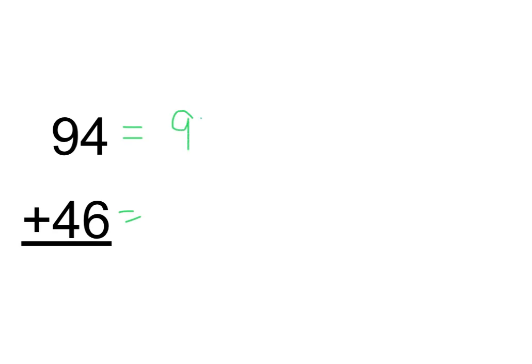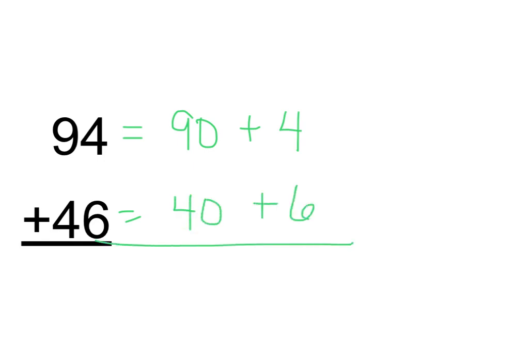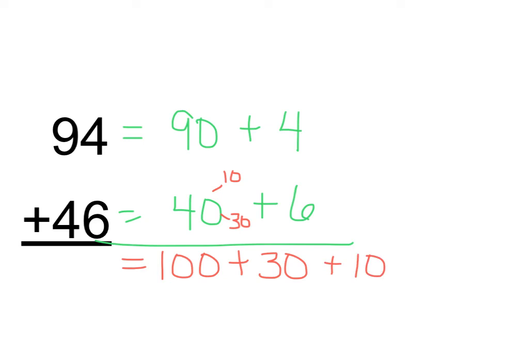94 is 90 plus 4. 46 is 40 plus 6. Remember, when I say 90 plus 40, you think 100 plus 30, because I need a 10, and that gives you 30 left. Oh, 4 plus 6 is 10. 100 plus 30 plus 10 equals 140.